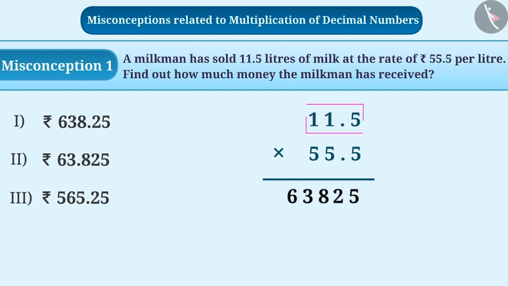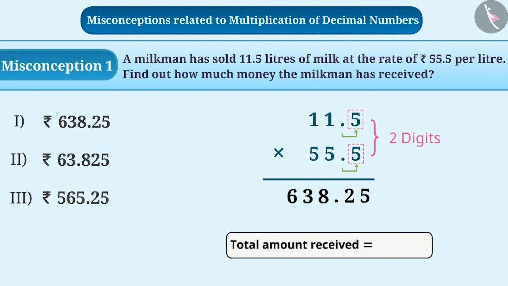Now we can see that 11.5 has one digit to the right side of the decimal point, and 55.5 has one digit to the right side of the decimal point. That means the numbers getting multiplied have a total of 2 digits to the right of the decimal point. Therefore, in the answer, we will place the decimal point leaving 2 digits from the right. Thus, we get the correct answer as 638.25, which means option 1 is correct.